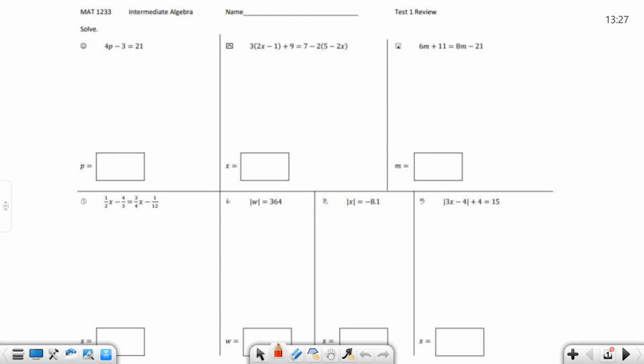This will be our Test 1 review for intermediate algebra.